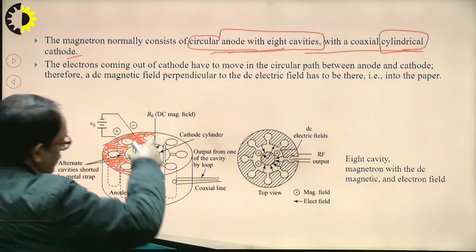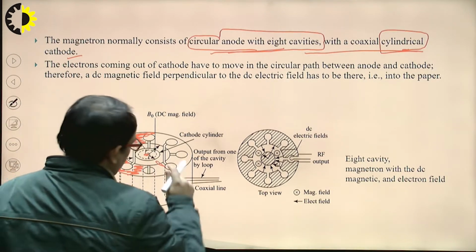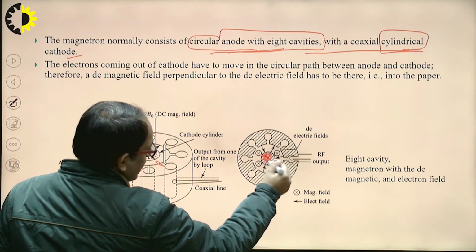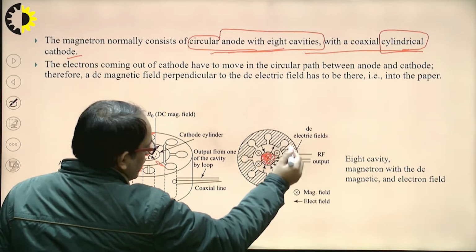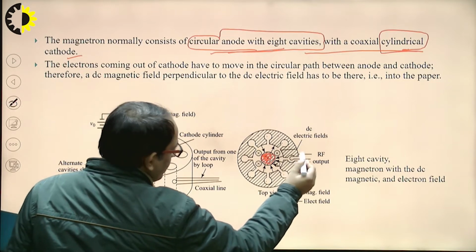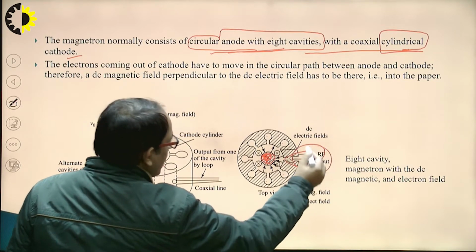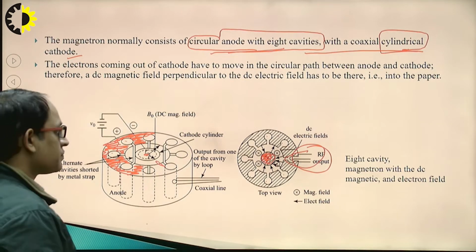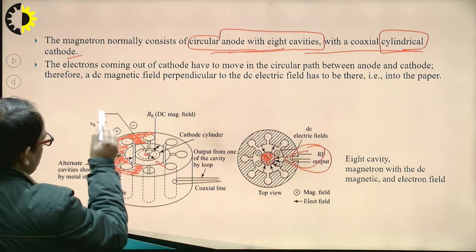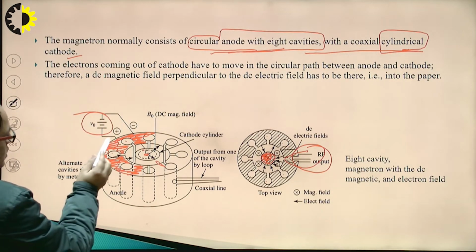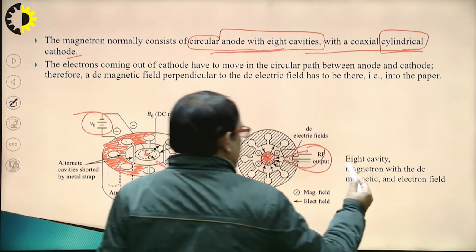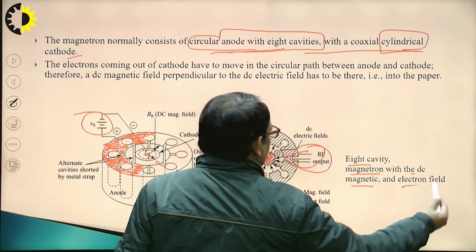Now if I take the top view of this magnetron, it is like this. In the center is the cathode, this is the anode, and these are the cavities. From the cavity we get the RF output. Now see, the input is provided here, that is V0, between the anode and the cathode. This is an 8 cavity magnetron with a DC magnetic field and an electric field.